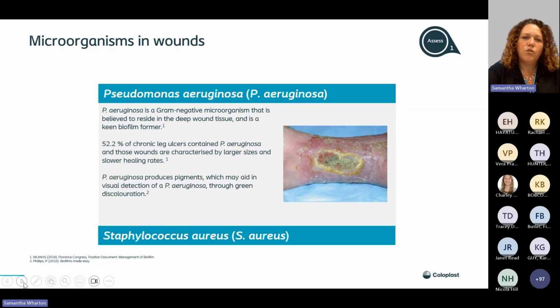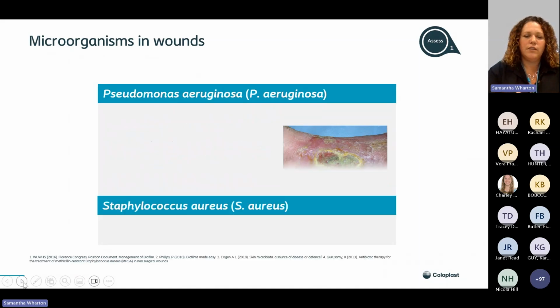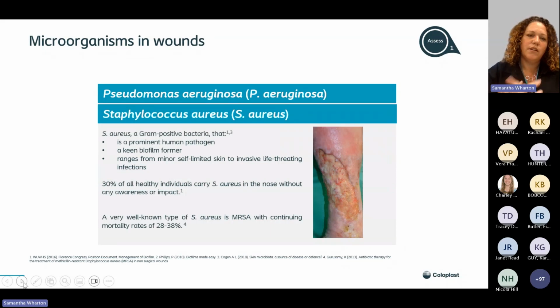So, two common microorganisms in wounds. Pseudomonas: over half of chronic leg ulcers will contain Pseudomonas. Pseudomonas is a real keen biofilm former, and it has that sort of luminous green look about it. So it's very distinctive, and like I say, a very distinctive smell. And then you've got your Staph aureus, Staphylococcus aureus.